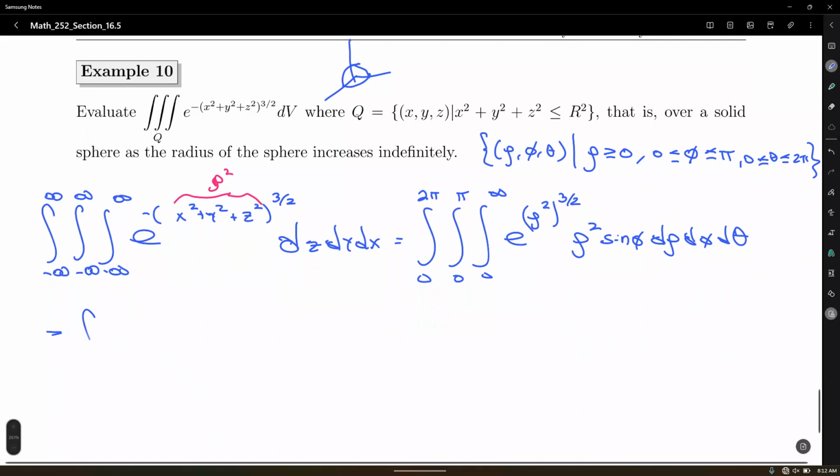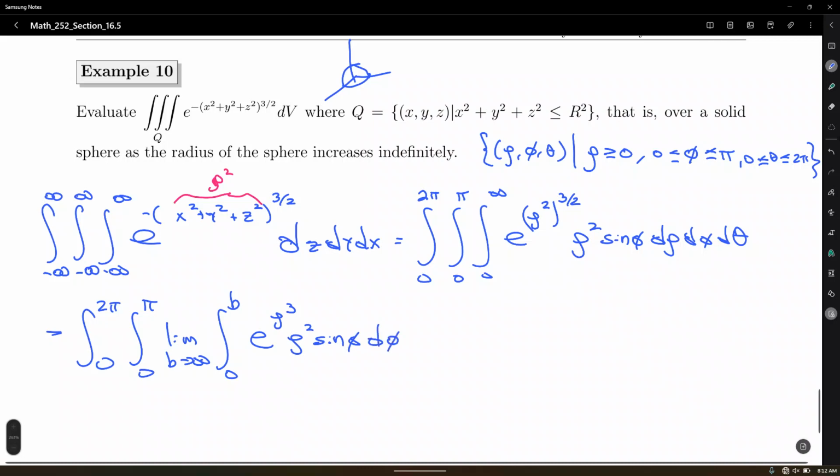That's going to leave us with the integral from 0 to 2 pi, 0 to pi. And I'm going to write this integral already as a limit problem. Limit as b approaches infinity of the integral from 0 to b of e to the negative rho cubed, rho squared, sine phi, d rho, d phi, d theta.